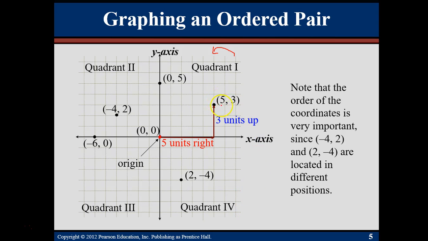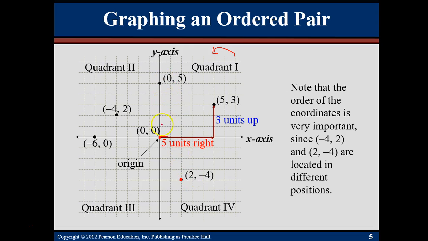If I want to plot the point 5, 3, from the origin I go 5 units to the right since it's a positive 5, and then from that spot on the x-axis I go up 3 units. If I want to go to 2, negative 4, I would go 2 units to the right to 2 on the positive x-axis, and then down 4 to the negative 4 and make the point, and that would land inside quadrant 4.